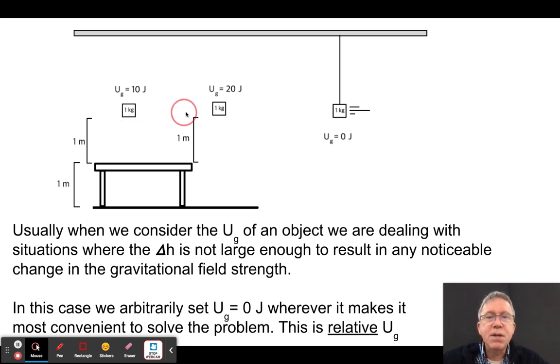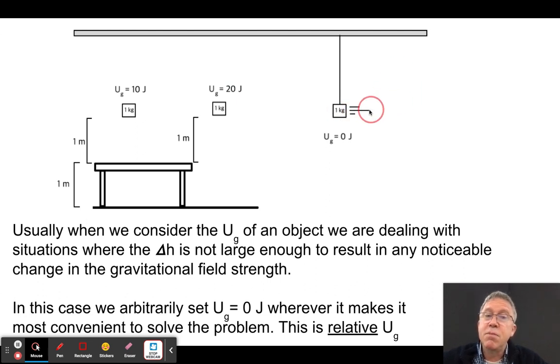But if I take that same object and move it here, now it would fall 2 meters to the floor. So instead of having 10 joules of potential energy, in this case, I'm going to say it has 20 because it's going to fall twice as far. But then I go, well, no, no, no. I'm going to tie this thing to a string. I'm going to make a pendulum out of it.